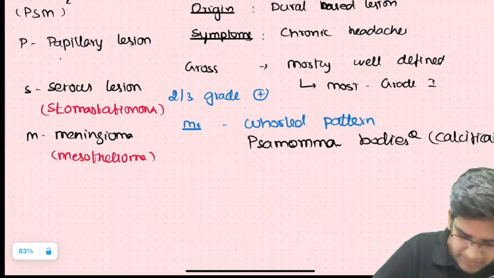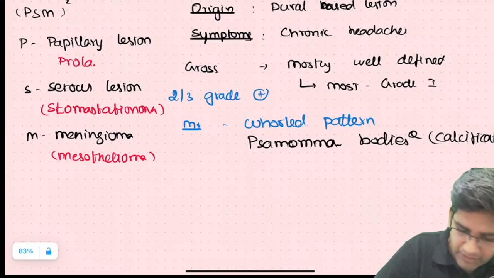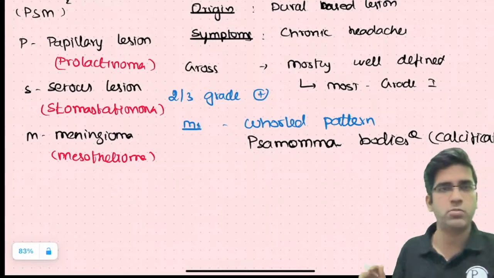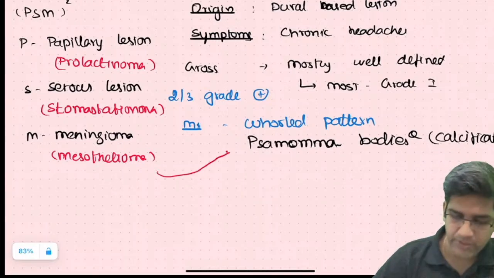And one more, P stands for prolactinoma. Again, not all prolactinoma, only prolactinoma with a papillary finding. Okay, prolactin secreting tumor which happens in pituitary might also have some psammoma bodies. All these are places where you have some psammoma body.